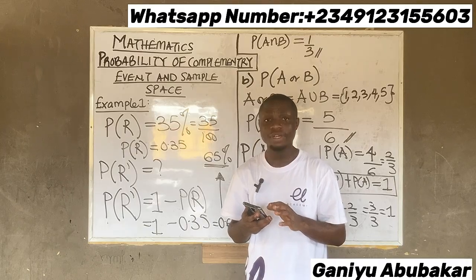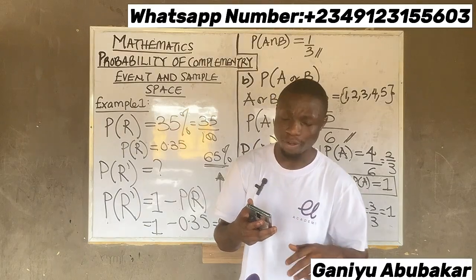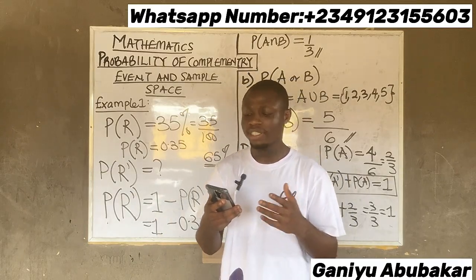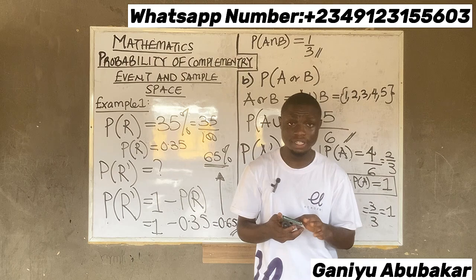At this junction, in our next class we'll look at the idea of conditional probability with Venn diagram and contingency table.